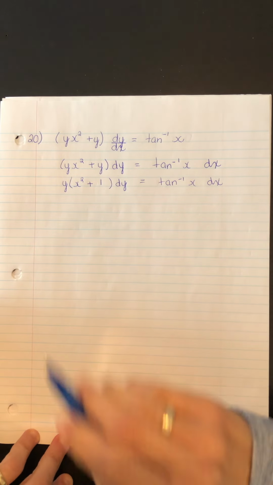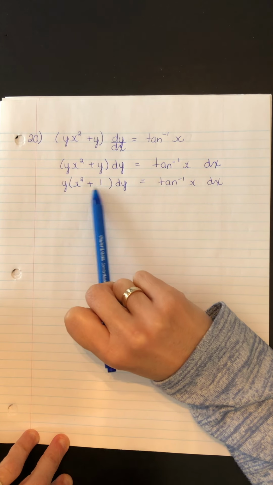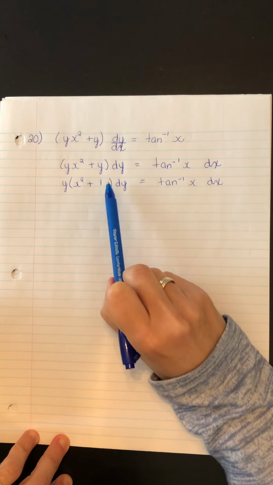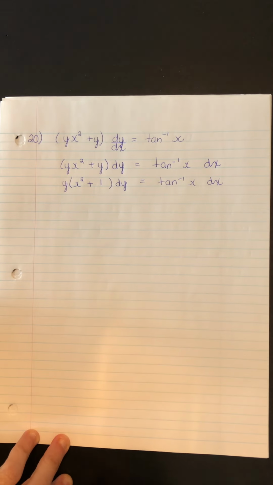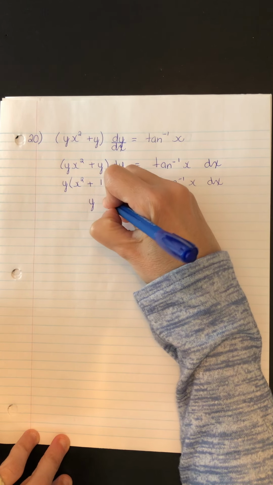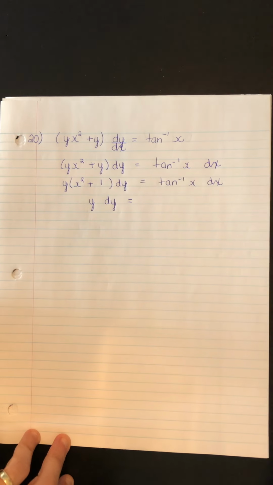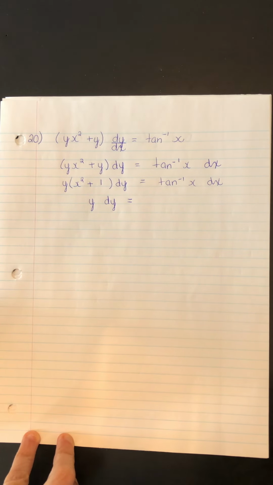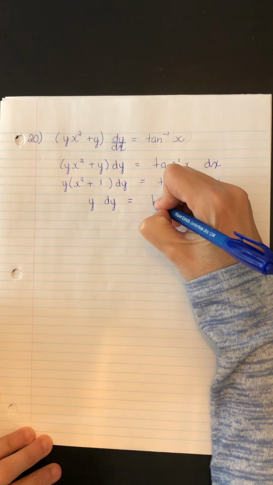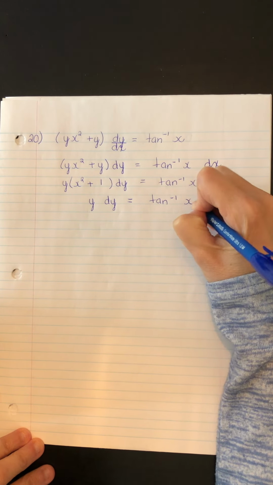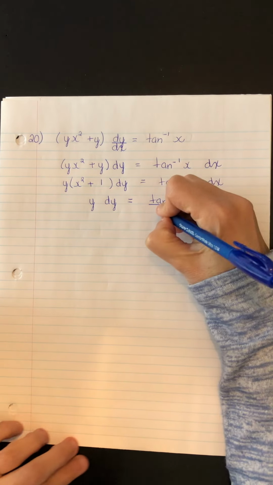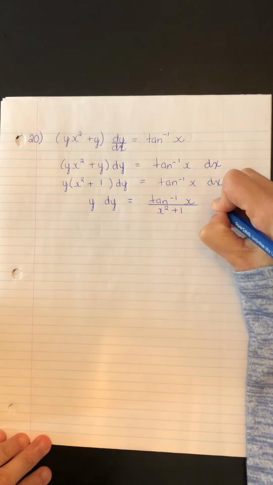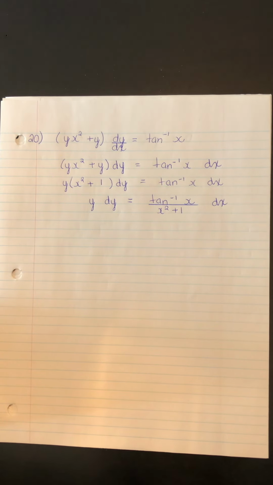Okay, so now then, if I want to eliminate x from this left side, I can divide both sides by this binomial right here of x squared plus 1. So dividing both sides by x squared plus 1 will look like this. Okay, and now we have variables separated. So that's good.